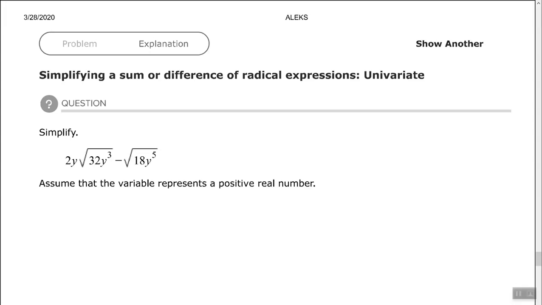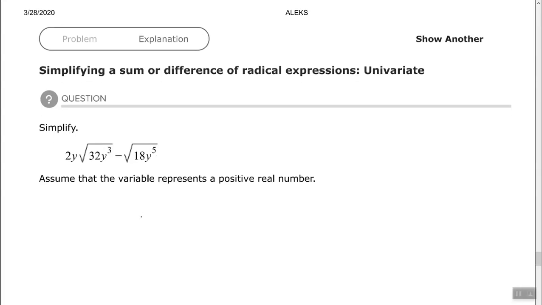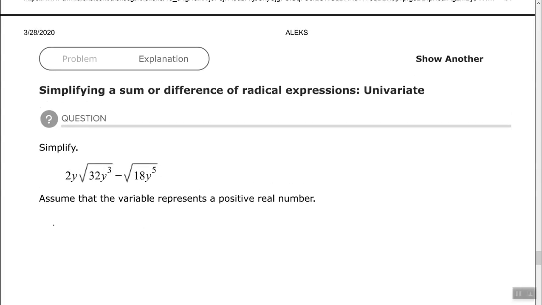All right, so in this one, we have 2y times the square root of 32y to the third minus the square root of 2y times the square root of 18y to the fifth. So let's start off with this first one here. We have to make sure that the exponents on the variables are divisible by 2, so we'll have to rewrite those as well. So 2y, the largest perfect square that'll go into 32 is 16. I need to write y to the third in terms of y to the second, so y to the second times y to the first.